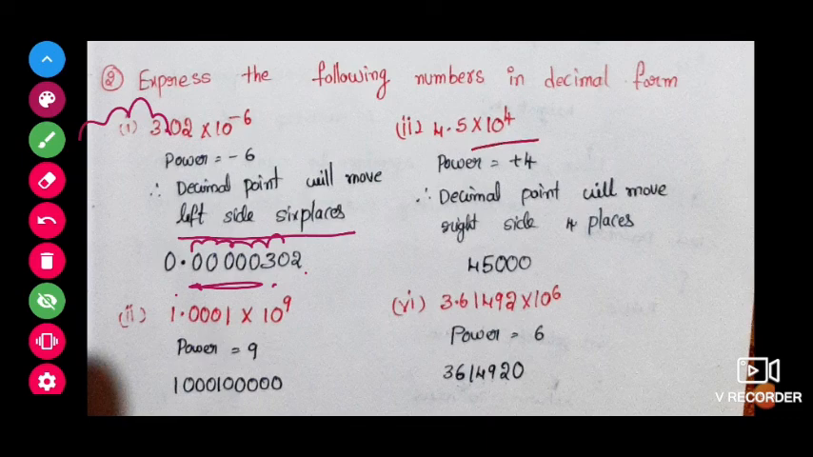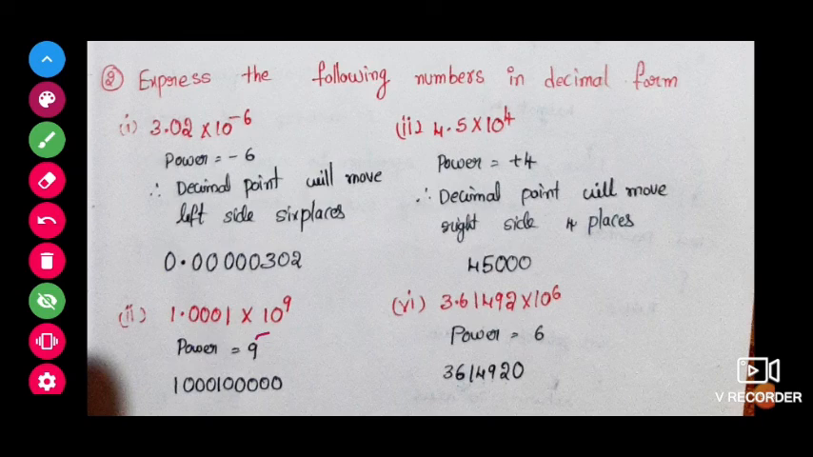Now here the power is plus 4. So we have to move towards the right side 4 places. Here is the point after the 4. Now this point moves 4 places, that is 1, 2, 3, 4. That is 45,000.